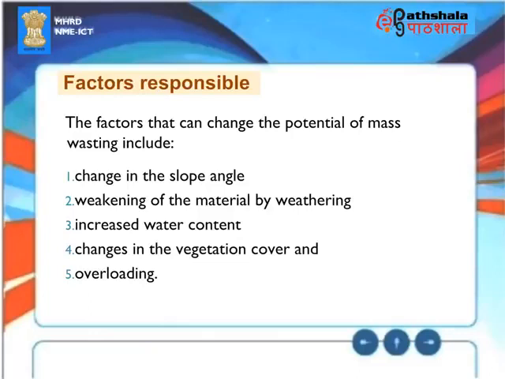Factors responsible. The factors that can change the potential of mass wasting include change in the slope angle, weakening of the material by weathering, increased water content, changes in the vegetation cover, and overloading.